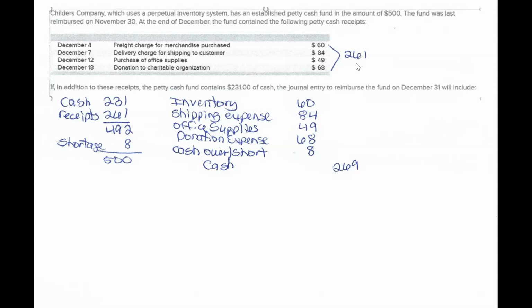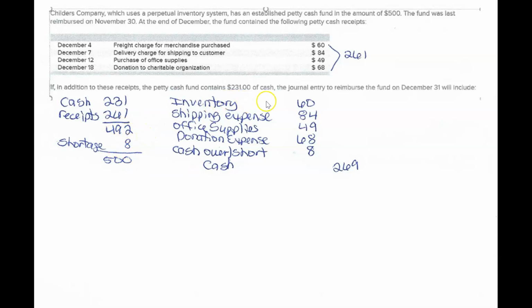So between cash and your receipts, we should have $500. So over here, I wrote down that we have cash of $231. We have receipts of $261. That is only $492. We are short $8. We need $8 more to get back to our $500. So we're going to have to use our cash over and short account for $8.